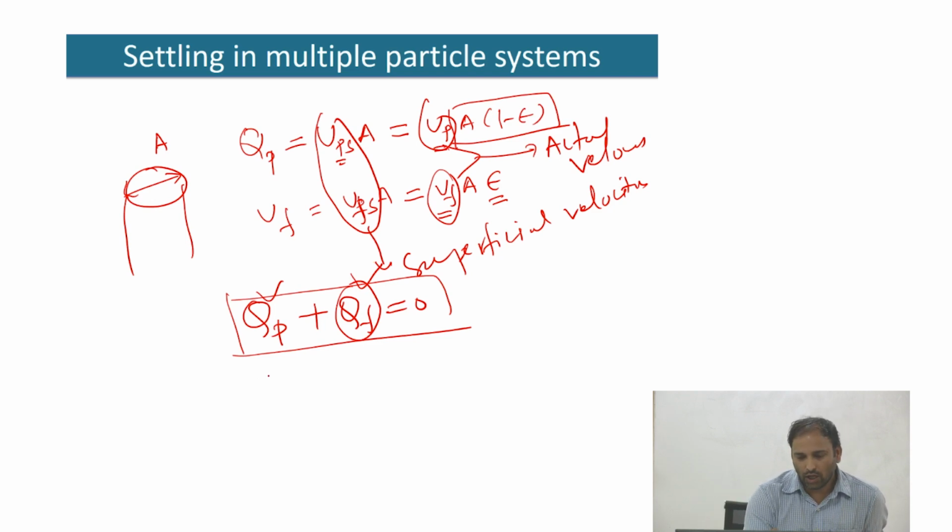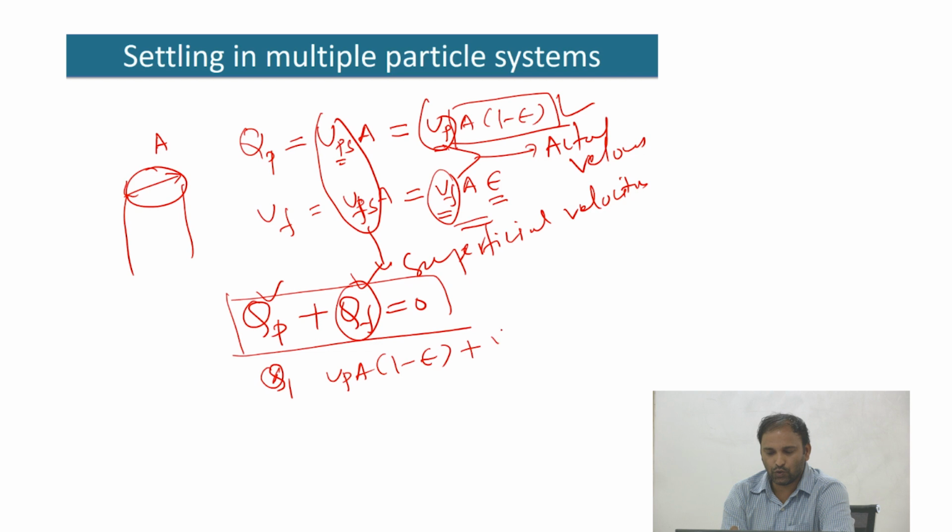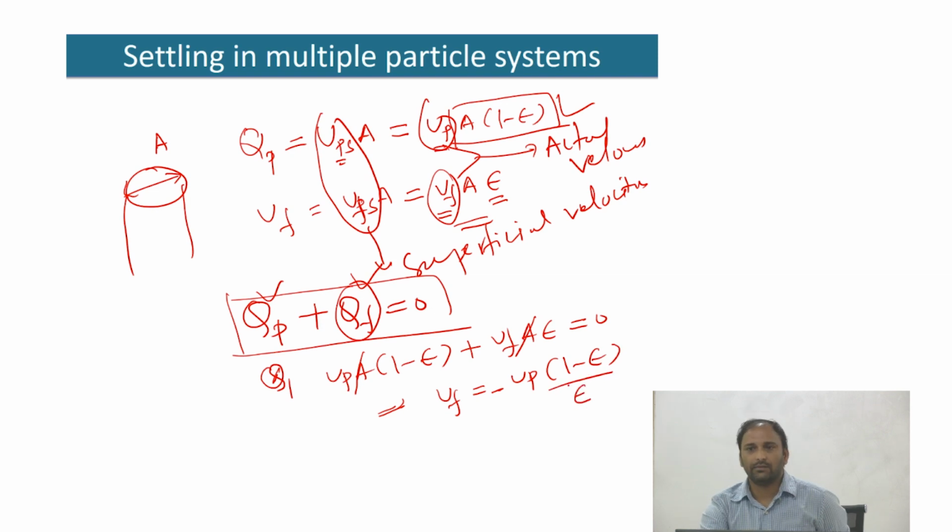Now I can define QP in terms of the actual velocities. QP I can write as UP times A times 1 minus epsilon, plus UF times A times epsilon, should be equal to 0. Therefore I can just cancel A throughout, and UF becomes minus UP into 1 minus epsilon divided by epsilon. Is that okay?